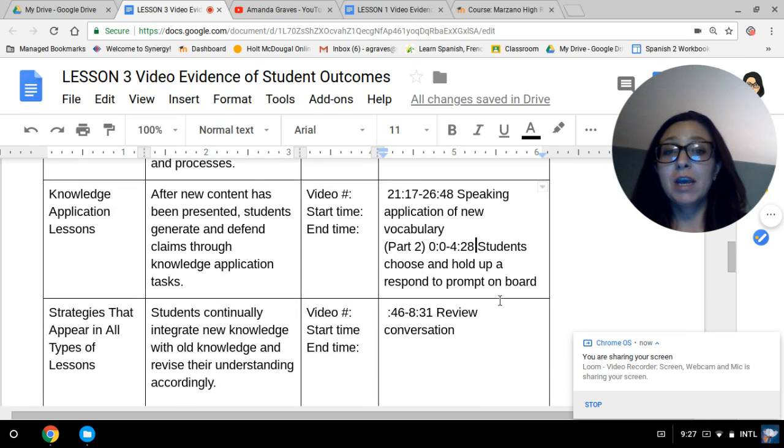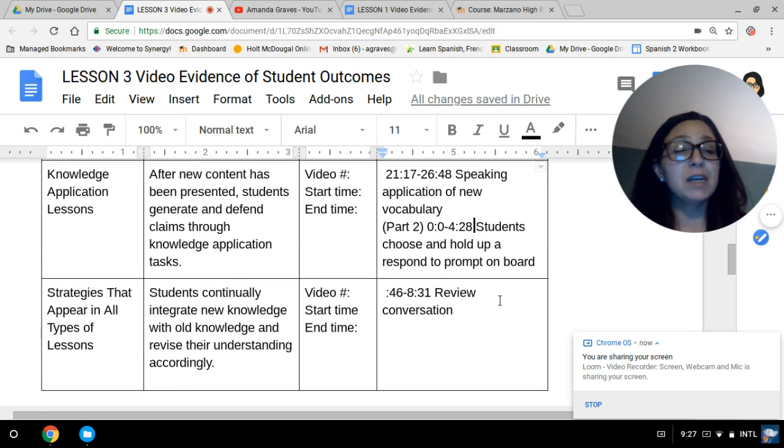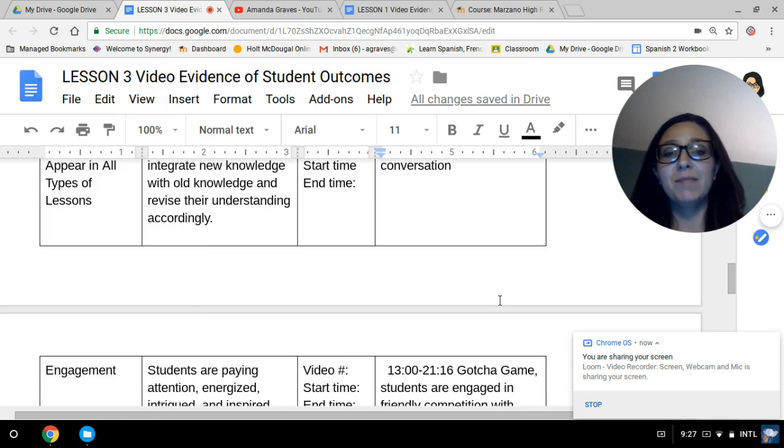Application: we used the new vocabulary in a speaking exercise where I ask them what class they use that vocabulary in. And also at the end of class, in that second cycle of instruction today through Gustar, they were able to choose an answer and hold it up and then have to defend those choices against some additional questions that I asked them about why they did that.